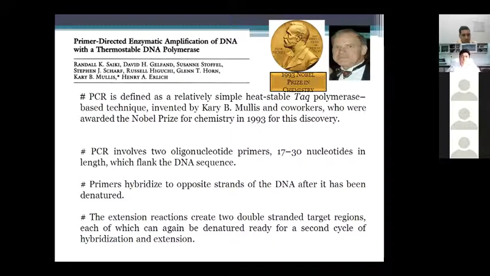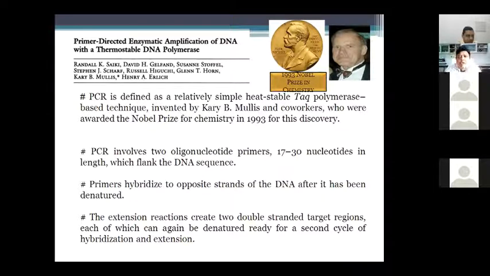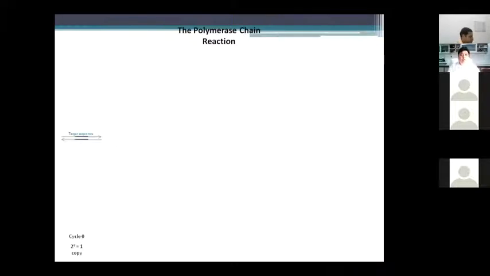So basically, Dr. Kary Mullis and his co-worker designed the PCR reaction and this protocol, and he got the Nobel Prize in 1993. So the basic PCR reaction starts with the target sequence. We identify the particular target sequence, and we design specific primers for the different strands, because we know that DNA has two strands, lagging strand and leading strand. So we design two different primers, forward and reverse primer, to amplify the product.